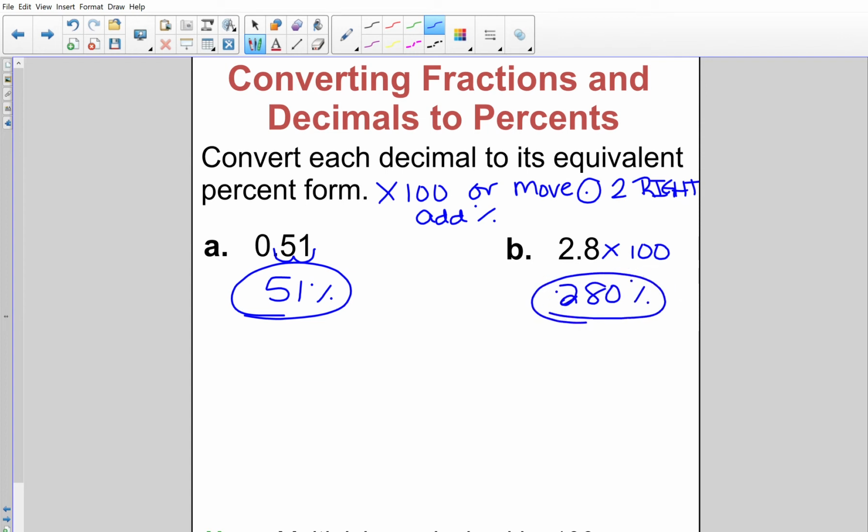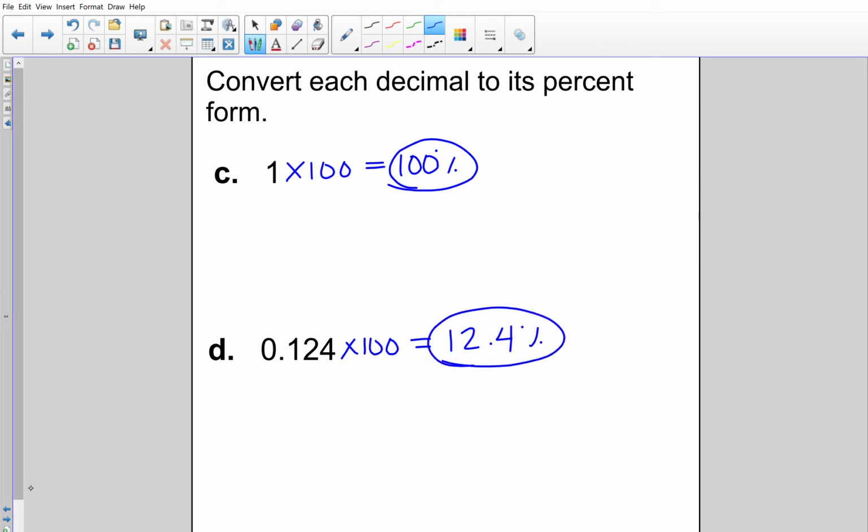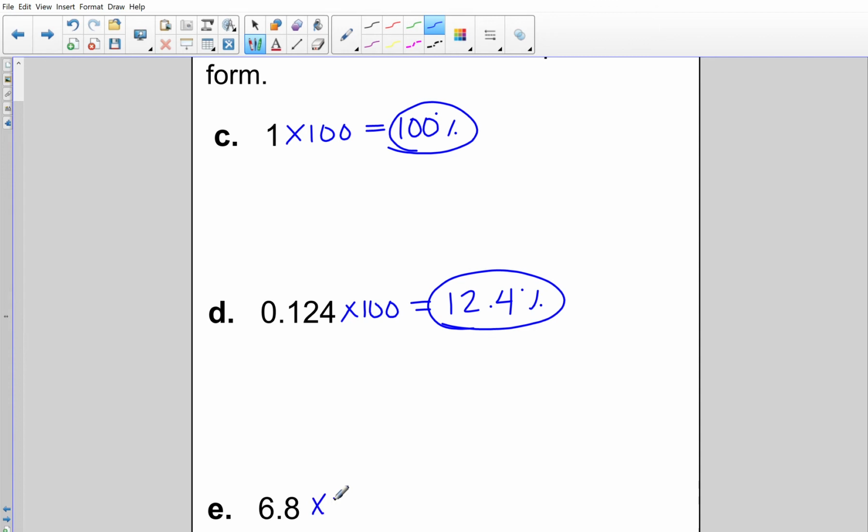Okay? So for this one, again, I'm multiplying by 100 or moving it twice, and so I have 100%. For this one, I'm multiplying by 100 or moving the decimal to the right, and I end up with 12.4%. And for this one, again, multiply by 100 or move it right, and I get 680%. So basically, you're just multiplying or dividing. Really, that's all you're doing.